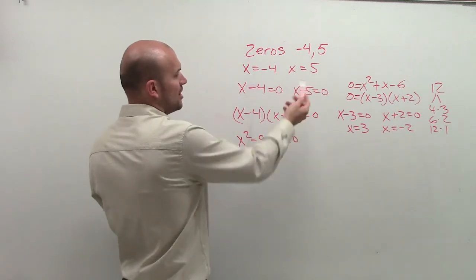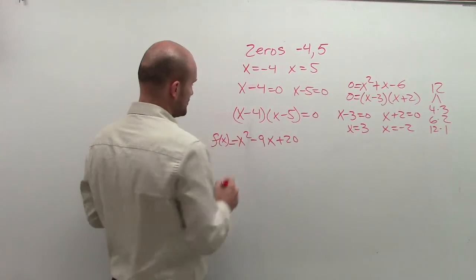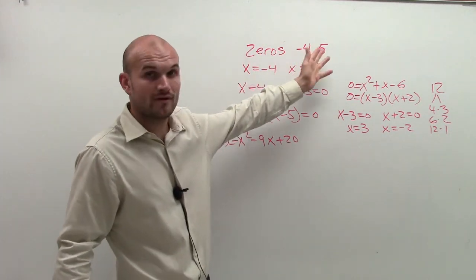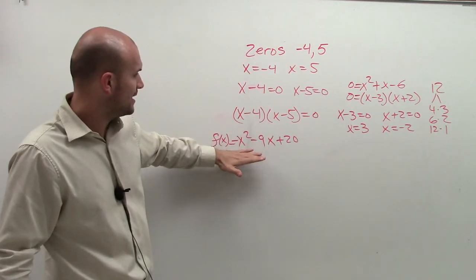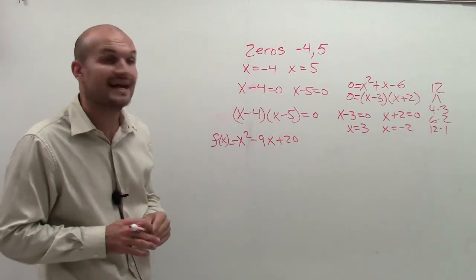And again, to solve these we'd set them equal to 0, but really this just equals the name of our function, which we'll call f of x. So therefore, when having the zeros -4 and 5, a polynomial with just those zeros would provide you with x squared minus x minus 20.